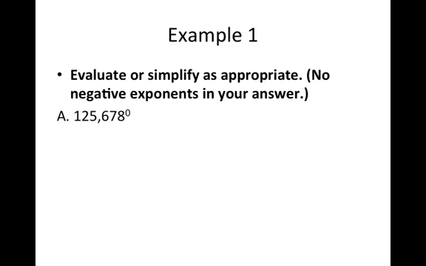Okay, so for example 1, we're going to evaluate or simplify as appropriate. No negative exponents should be in your answer. So we've got 125,678 to the 0 power. Okay, there's a property for this, remember? Yep, this is just going to be 1 because anything other than 0 raised to the 0 power is equal to 1.